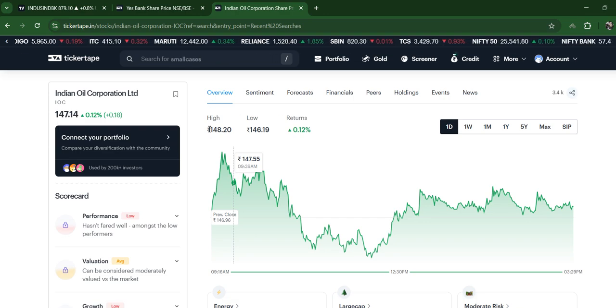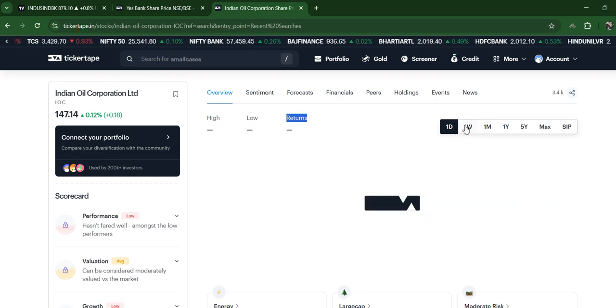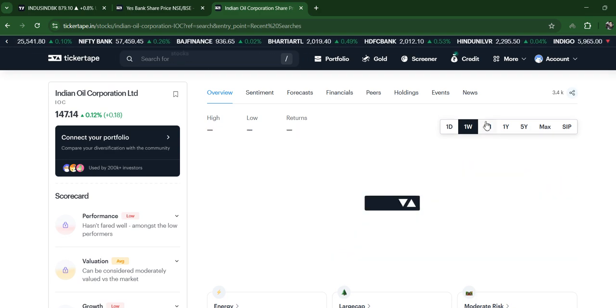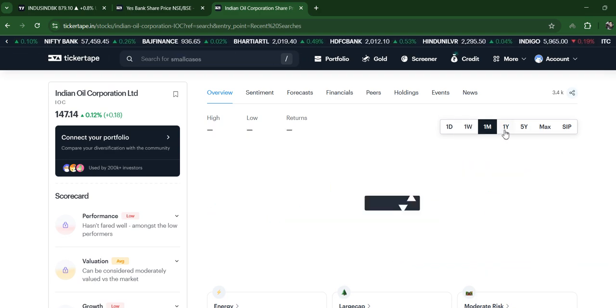Over here in the overview section, there are two things: the high and the low, and the returns. And in this tab, it shows 1 day's analysis, 1 week, 1 month, 1 year, 5 years and maximum SIP. In the 1 day, it shows how high it has gone, what is the low it has made today, and the returns in percentage. If you go to the weekly analysis, you get the two prices it made, the high and the low, and the percentage. The same goes for the month and so on for the year.